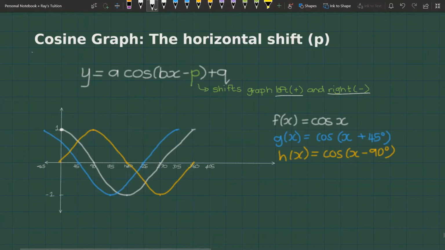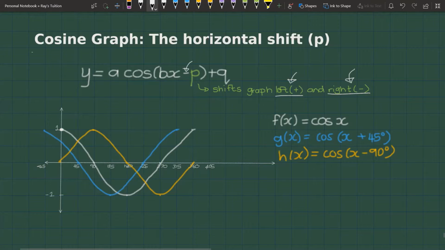So what we do need to remember is that it's the opposite to what we expect. A positive is left and a negative is right. And that is particularly the case for p because of that negative. So let us have a look at an example.